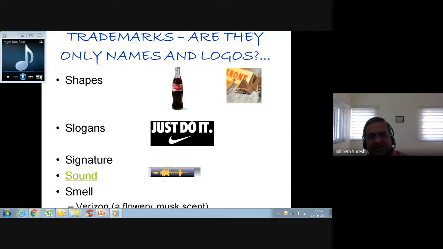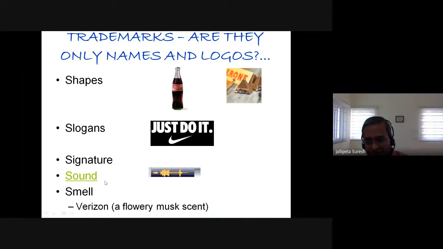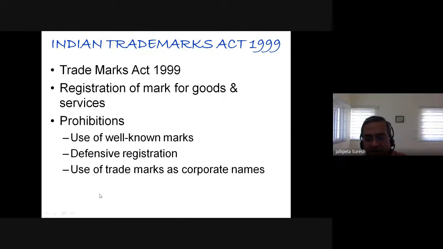Probably you would recognize this sound of a lion's roar, right? And in addition to that, you can also have registration of smell. However, it is not allowed in India. So for example, American telecom company Verizon, once you enter the outlet, say in US, you get a nice, unique, flowery scent, which is unique whenever you enter into this particular outlet of Verizon. So that smell was registered by Verizon company in US.